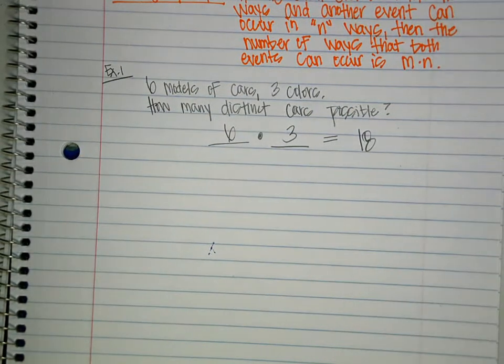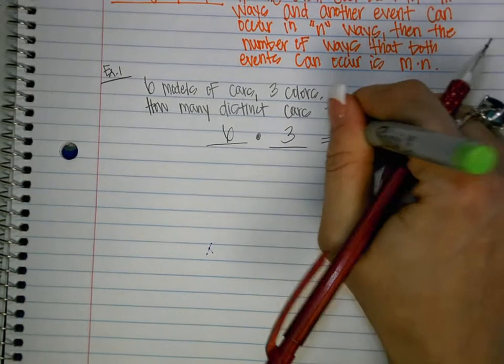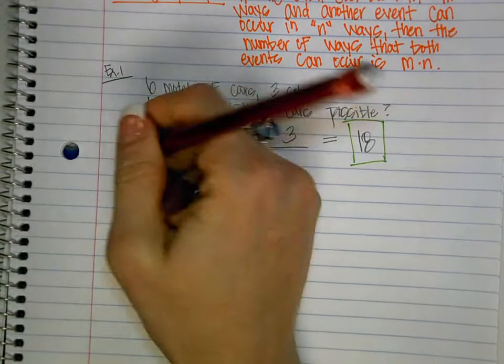And that's it. Essentially the fundamental counting principle is just taking the number of options and multiplying them together. Should be fairly simple. Let's try another one for number 2.